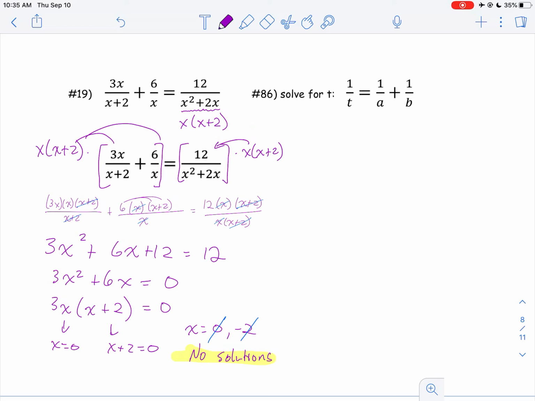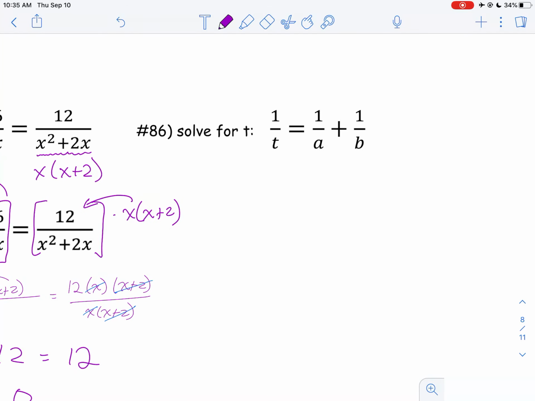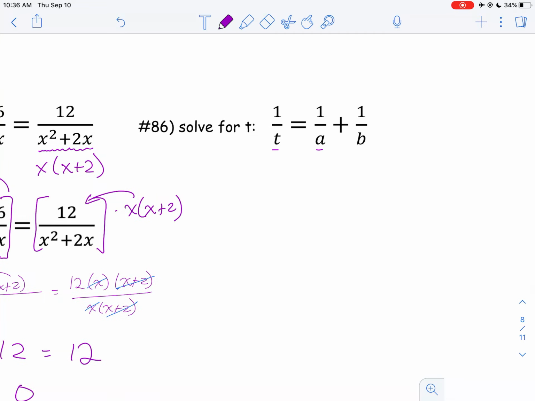All right, let's take a look at number 86. Solve for t. It means we want to get t by itself. It almost looks like it's by itself, but it's 1 divided by t. We don't want 1 divided by t, we just want t. So our strategy is going to be the same. You see we have a t, an a, and a b. That means I'm going to multiply each side by t, a, and b.